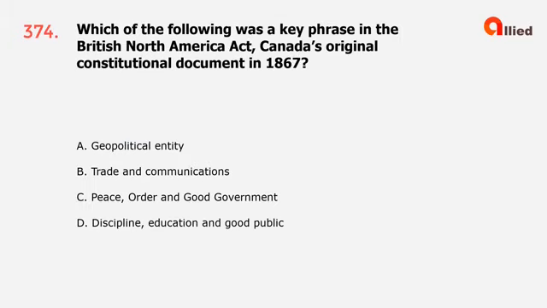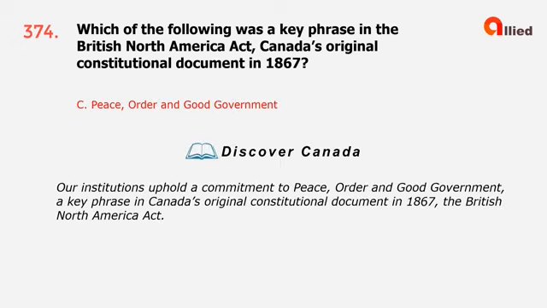Question 374. Which of the following was a key phrase in the British North America Act, Canada's original constitutional document in 1867? A. Geopolitical entity. B. Trade and communications. C. Peace, order, and good government. D. Discipline, education, and good public. The answer is C. Peace, order, and good government.